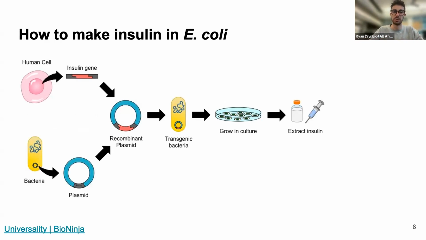But people might not actually know what the workflow to make insulin in a recombinant cell looks like. The workflow here is basically that from the human cell, you have to extract this insulin gene or find it from some online database. And from a bacteria, you need a plasmid backbone to put insulin into.